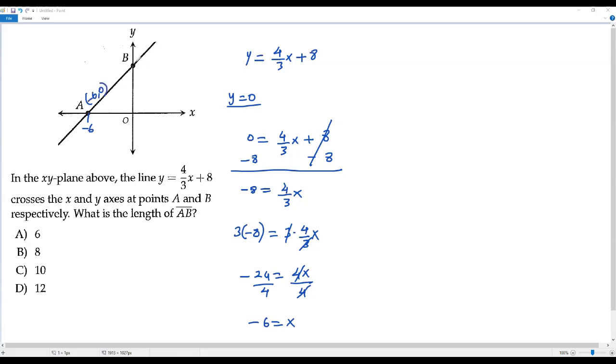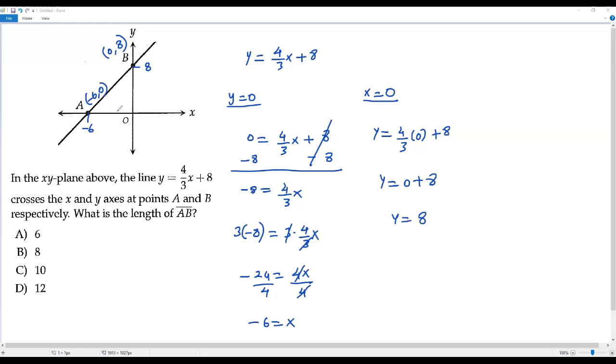Now let's get the y-intercept B. For that, we have to plug in x equals 0 into this equation. Let me do it. When I plug in x equals 0, I'm getting y equals 4/3 times 0 plus 8. Then 4/3 times 0 is 0, plus 8. So finally, y is equal to 8. That is, the point B is 0 comma 8. The x-coordinate of the y-intercept is always 0.